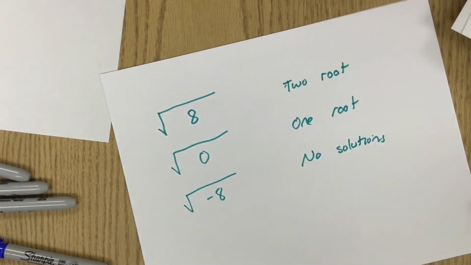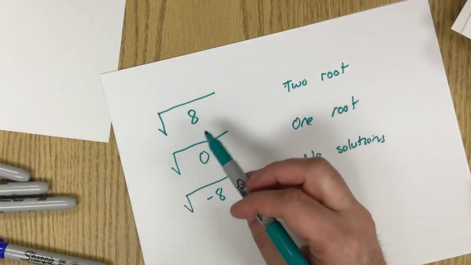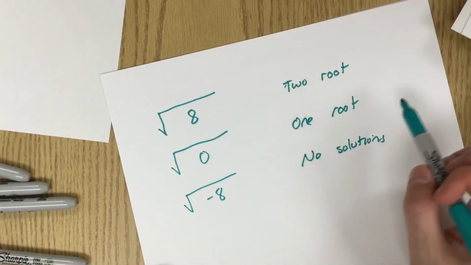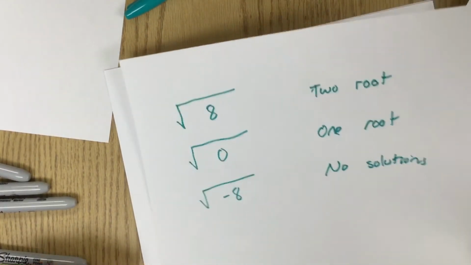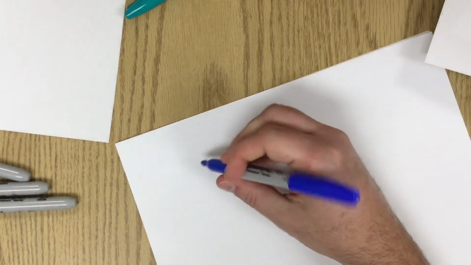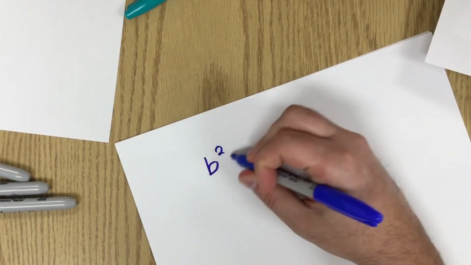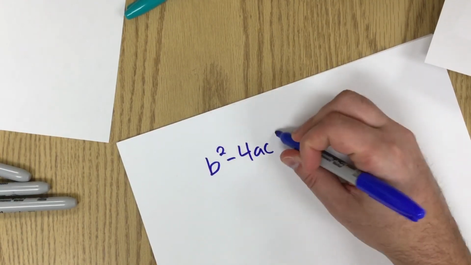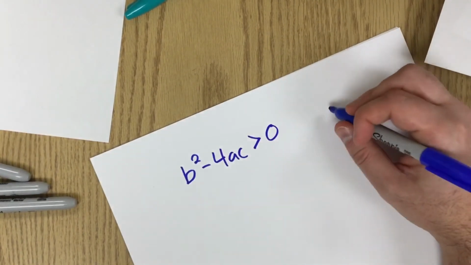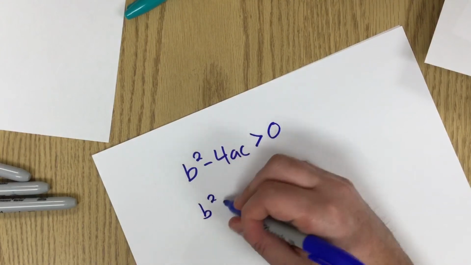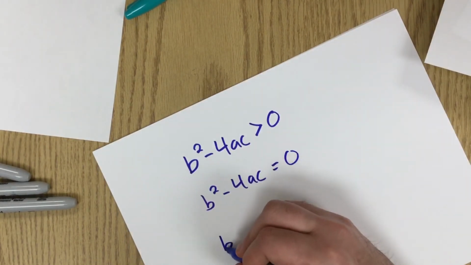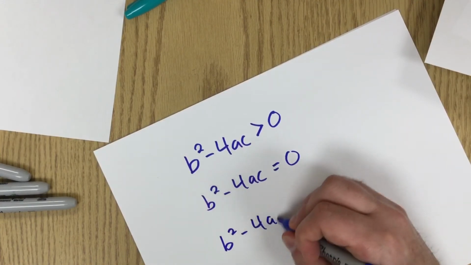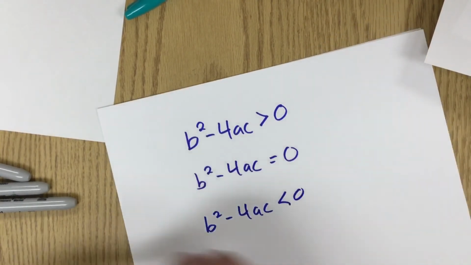So in other words, when the thing under the square root is positive, it's two roots. When it's 0, it's one root. When it's less than 0, there are no solutions. So writing it in a different way, we can have b squared minus 4ac is bigger than 0, b squared minus 4ac is equal to 0, and b squared minus 4ac is less than 0.